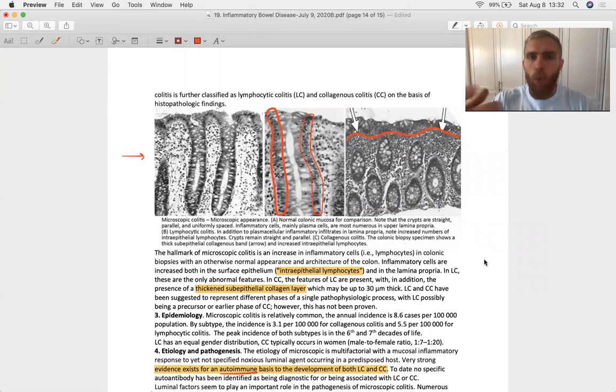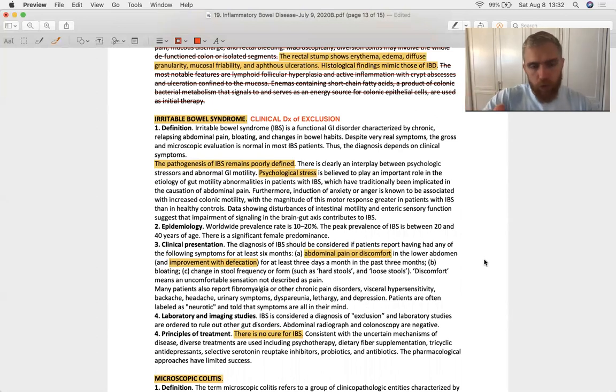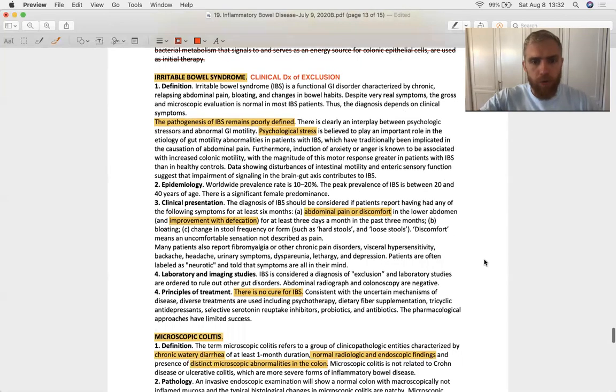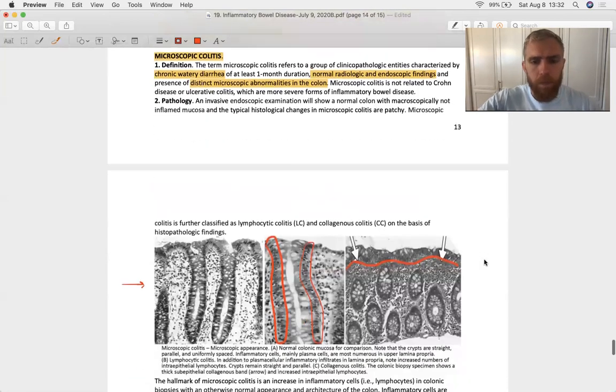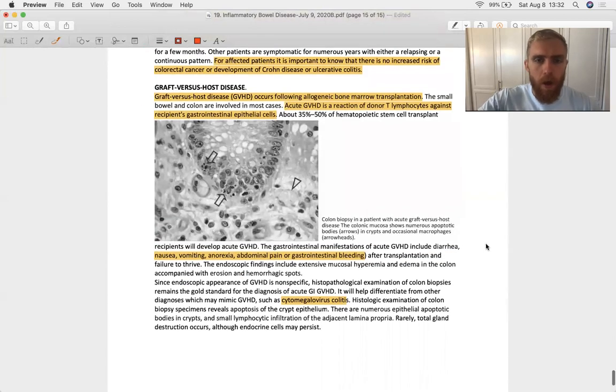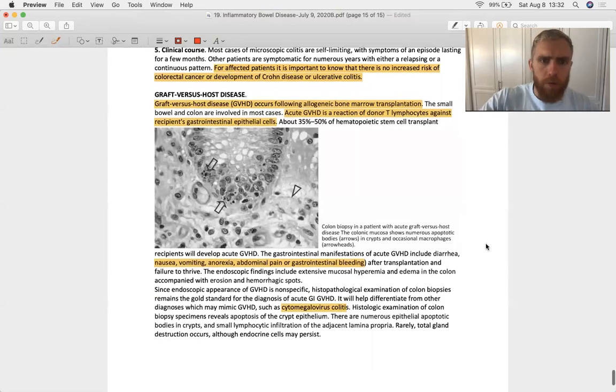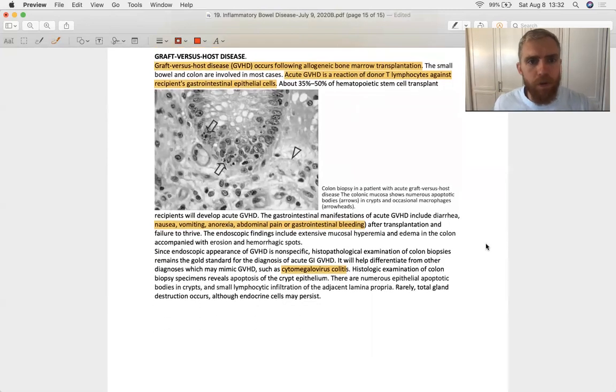So again, 2 histological subtypes of this. What's the symptom? Watery diarrhea, always need to go to the bathroom, not associated with pain as much as irritable bowel syndrome. For affected patients with microscopic colitis, there's no increased risk of colorectal cancer or development of inflammatory bowel disease. Good news there.